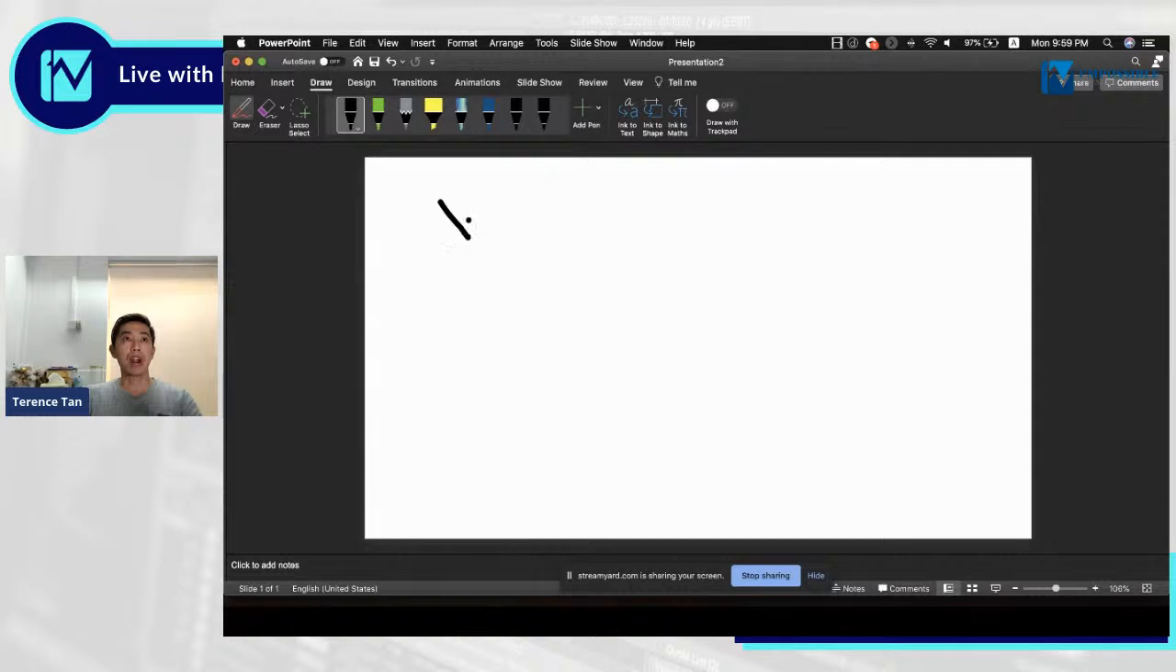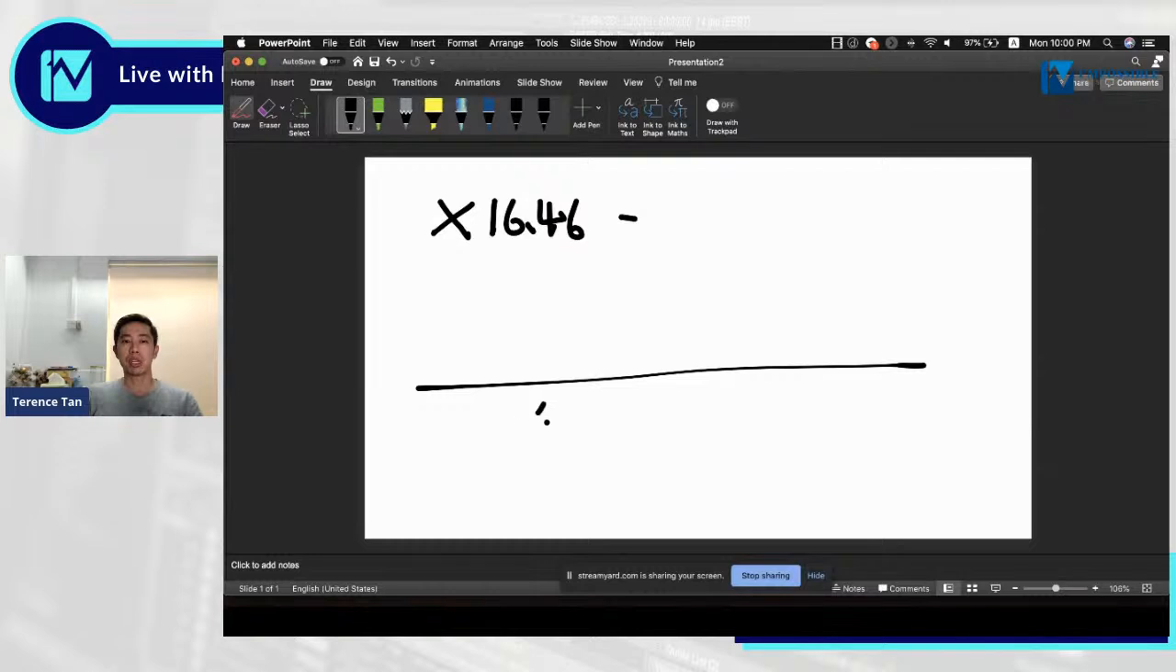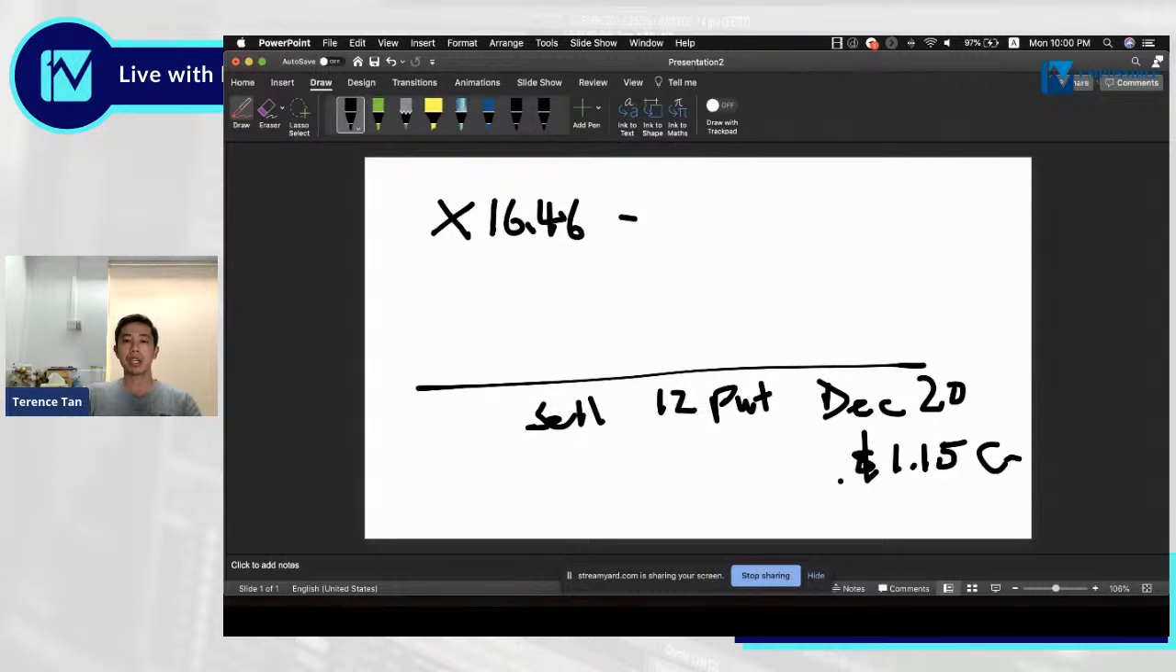The stock right now is trading at 16.46. It's neither up nor down for today. I actually expect the market to open stronger, but possibly turn to close negative by the end of the trading session today. So what we're doing here is selling a $12 put option that expires all the way out in December 2020. I'm expecting to collect about $1.15 in premium, so this is going to be a credit for this trade.